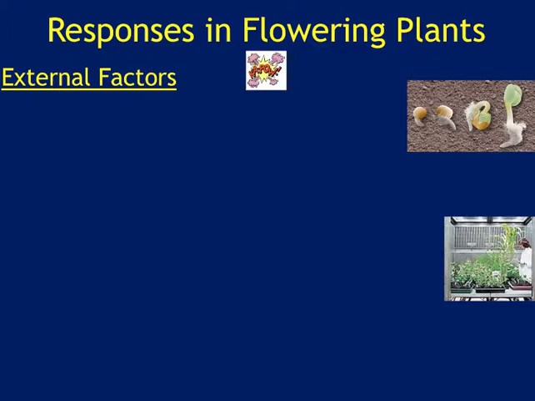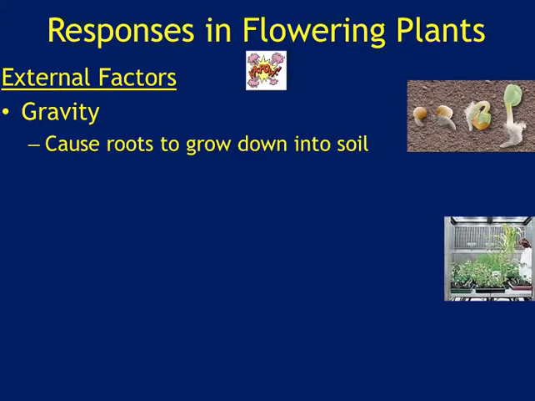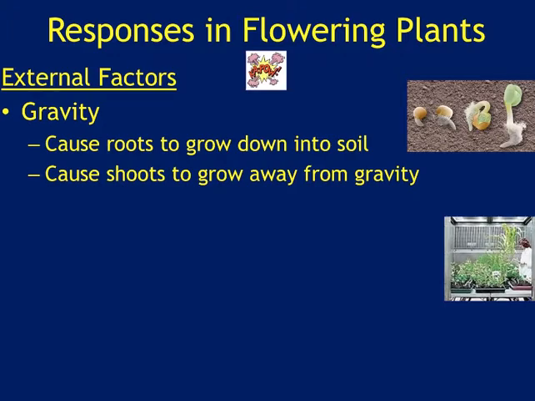So other external factors are things like gravity. We've just shown you in the earlier example, roots will always want to grow toward gravity and shoots will actually grow away from it. So it causes our roots to grow into the soil and our shoots to grow away from gravity. And obviously there are other factors influencing which way your plants are going to grow.